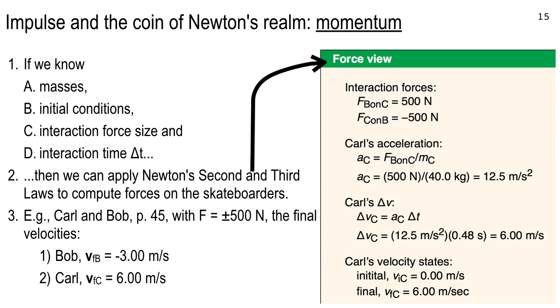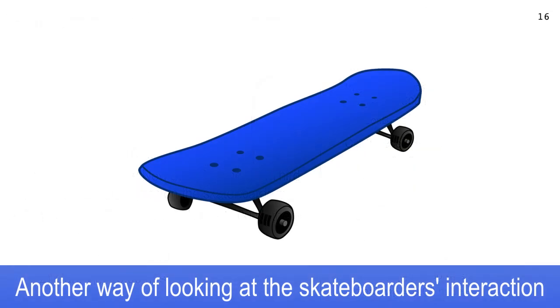Now, there's another way of looking at it. This is using F equals ma. Everything's good. We've done it. Vix times t plus 1/2 at squared if you want. But there's another way to look at it, the skateboard interaction. And that is using the concept of momentum.